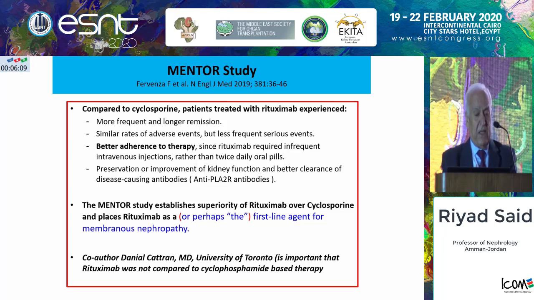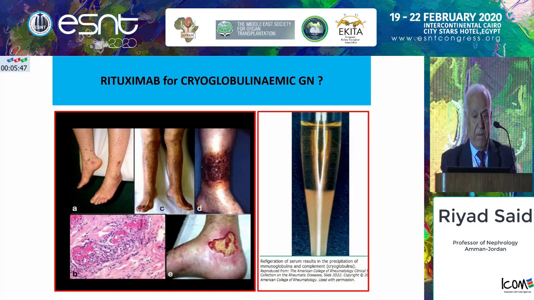So the MENTOR study established superiority of rituximab over cyclosporine, making rituximab perhaps first-line management for membranous nephropathy. But of note, the co-author of this study, Dr. Daniel Cattran from Toronto, mentioned there is no head-to-head comparison with cyclophosphamide treatment, which was the standard at one time. Move on to cryoglobulin.